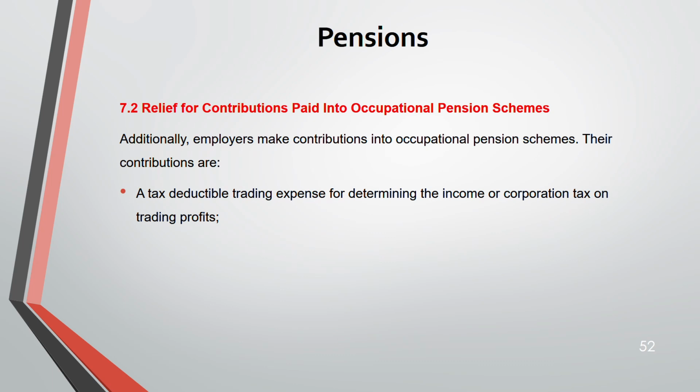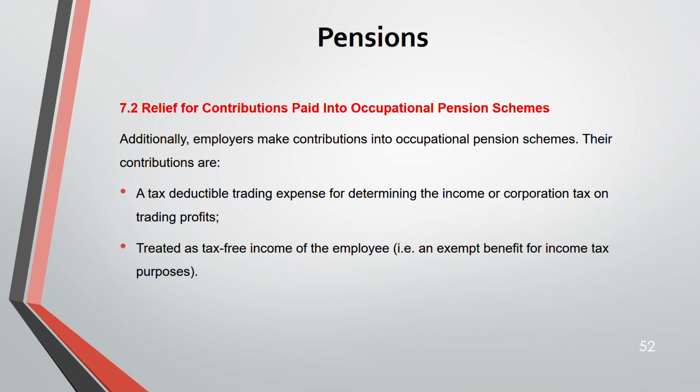If you are self-employed, you'll be having income. But if you're a company, you are paying corporation tax, then you can deduct that from there. Whatever the employer is contributing is treated as a tax-free income of the employee. For the employee, it's tax-free income. The contributions that employers are making are tax-free income for employees. Therefore, it's exempt from income tax.